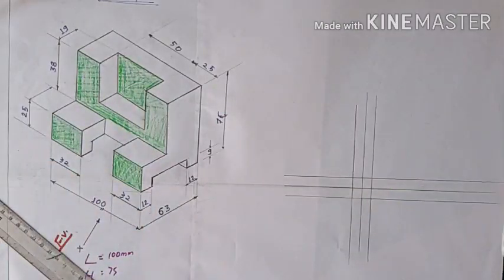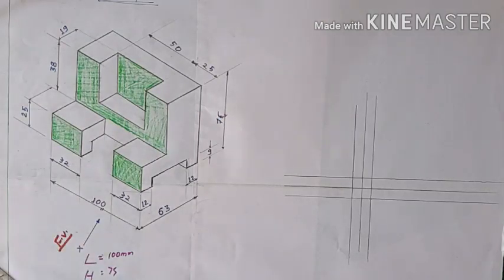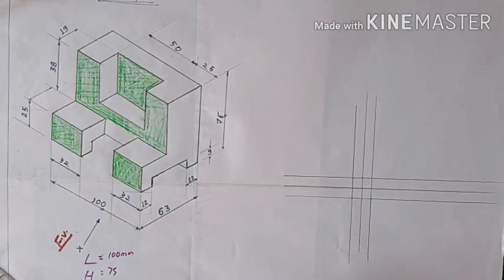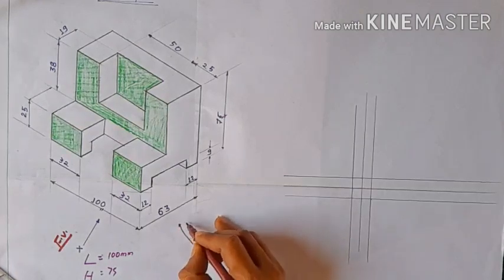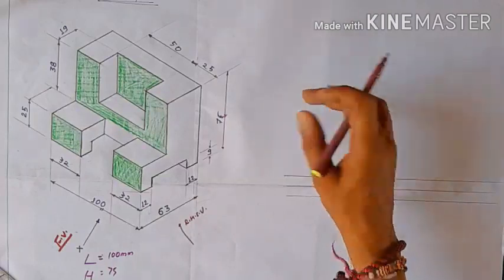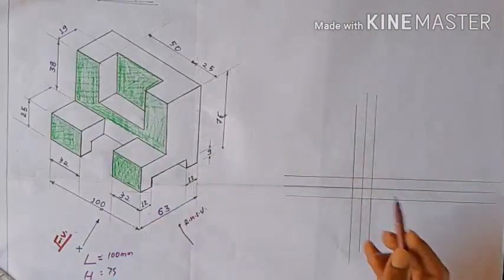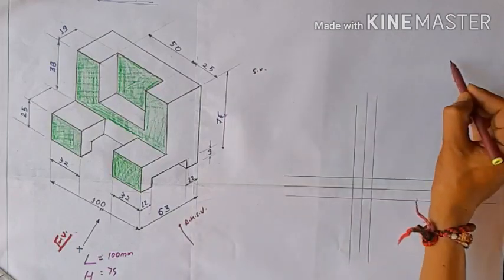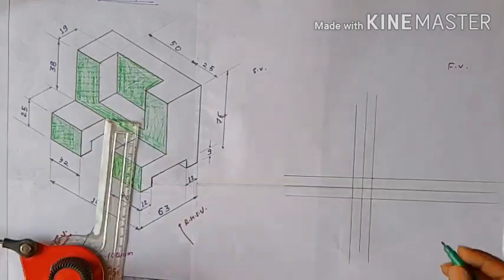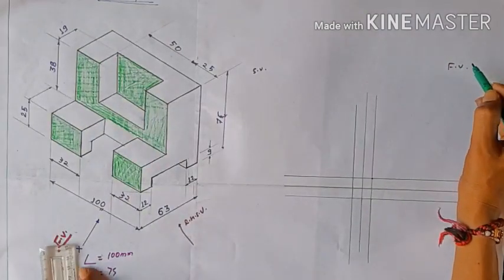Here we know, according to the first angle projection method, the side view is drawn on the opposite side. So here this is our x direction, so this view is our right hand side view. It is drawn to the left of the front view. So here we draw the side view, from here we draw the front view, and from here we draw the top view.